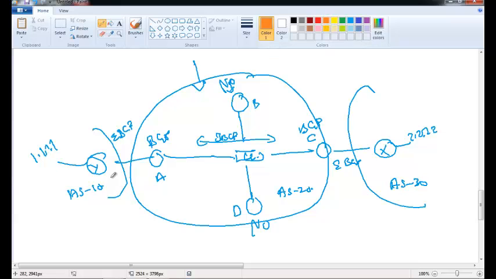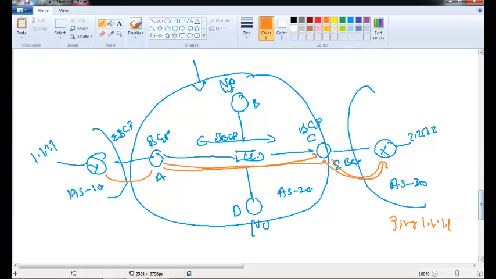Absolutely right. So you see, this 1.1.1.1 is advertised to router 2. Router 2 will advertise to router C, and router C will advertise to router X. And if X wants to ping 1.1.1.1, the packet will be sent to C, and C can directly send it to A. It is not going through B. So not necessary at all.